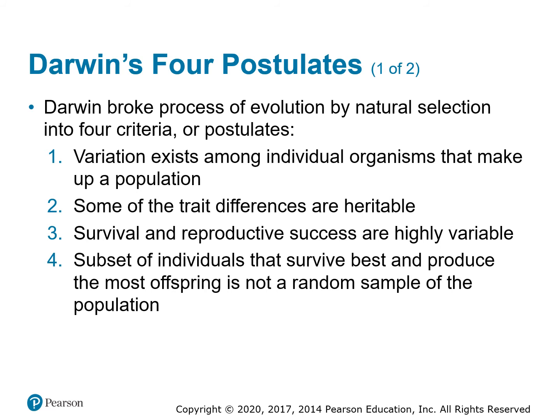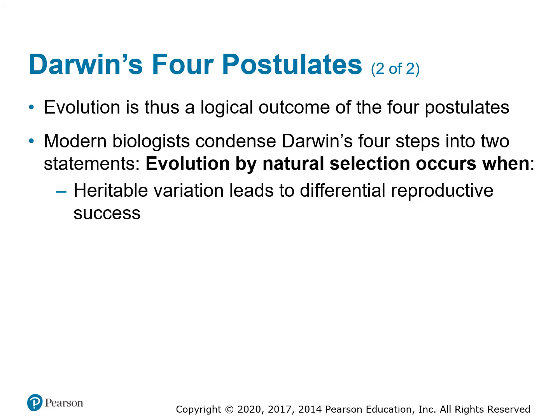The third is that the survival and the reproductive success are different based on something called fitness, which I'll talk about in a little bit, and that some of the subsets of these groups are going to survive and make more babies. And of course, evolution is going to be an outcome of these four postulates, and this is what's known as the modern theory of evolution by natural selection.